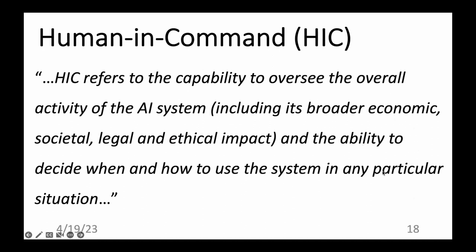Do you have an example for an AI system where this broader impact was detrimental and had then to be stopped or counteracted? Do you know of any example where the broader impact was really detrimental?